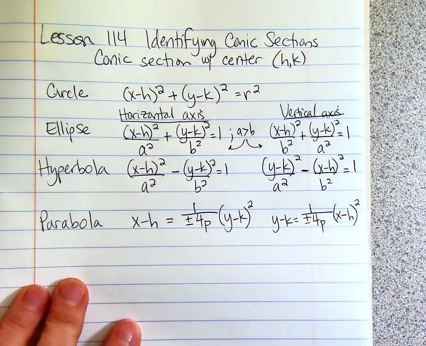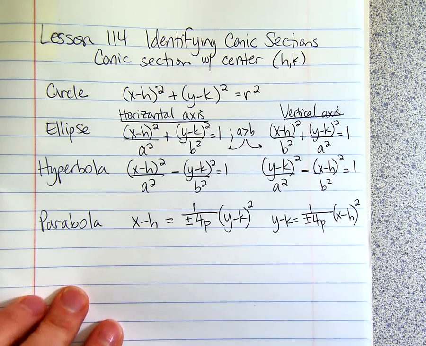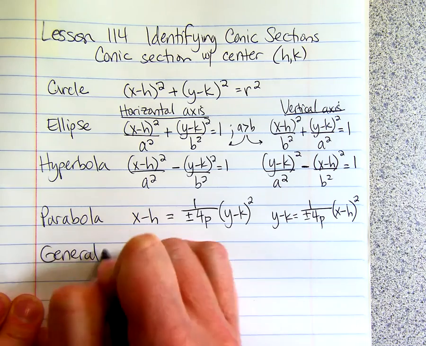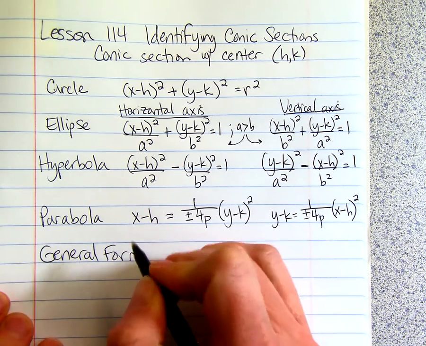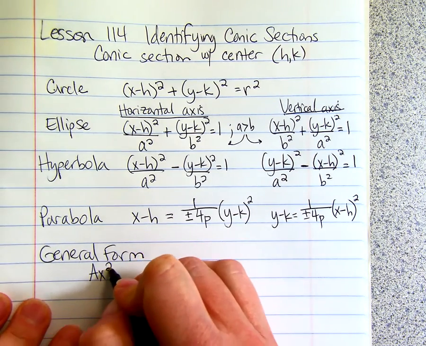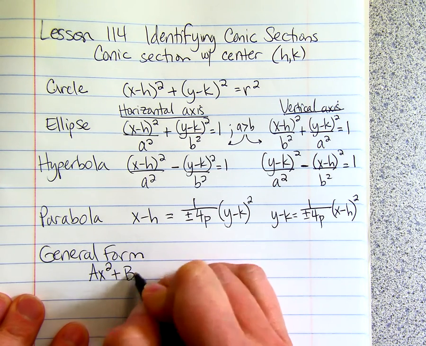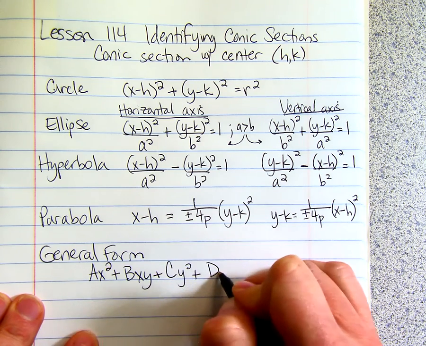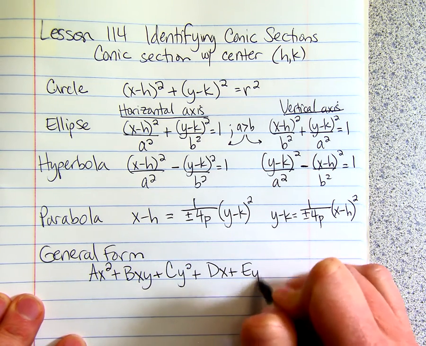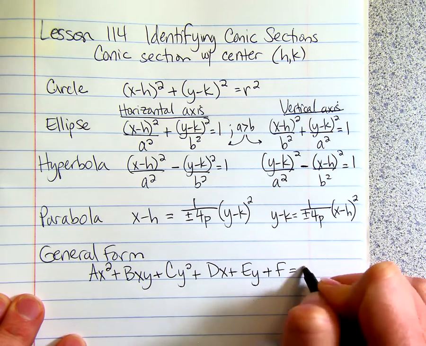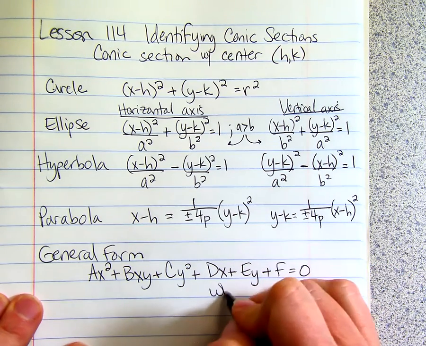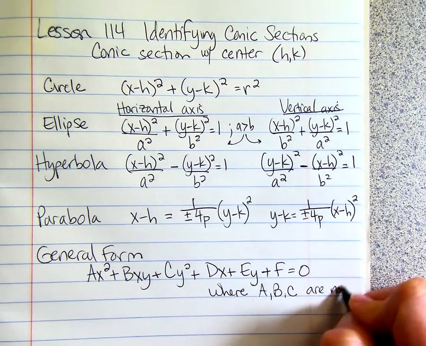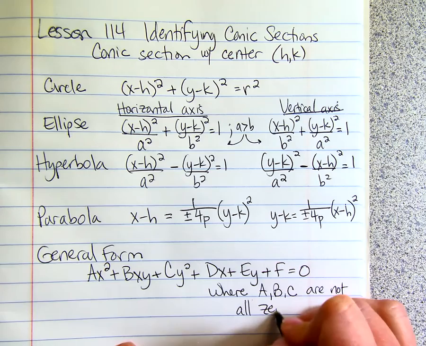And the general form of all of these conic sections is ax squared plus bxy plus cy squared plus dx plus ey plus f equals 0, where a, b, and c are not all 0. So some of them can be, but not all of them.